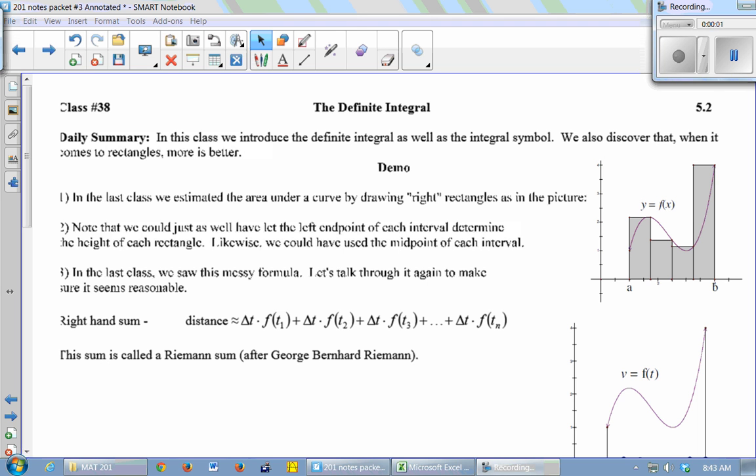In this class, we're going to introduce the definite integral and a symbol for the definite integral. And we're going to discover that when it comes to rectangles, more is better.